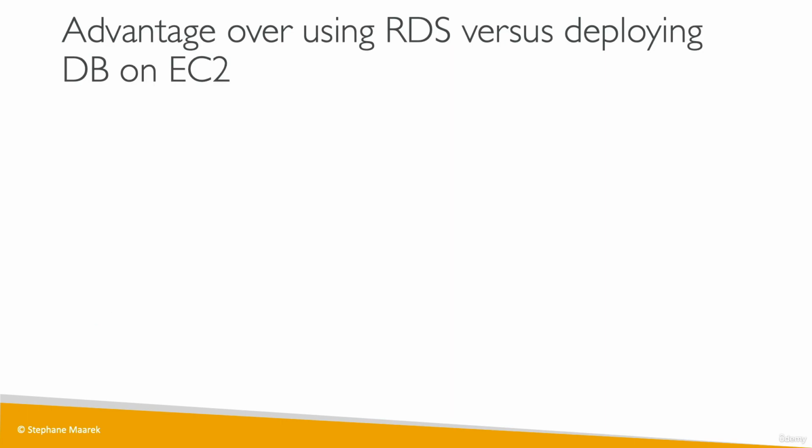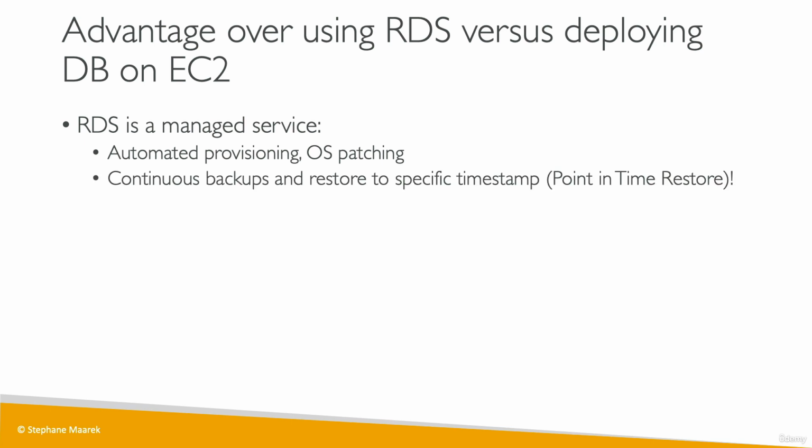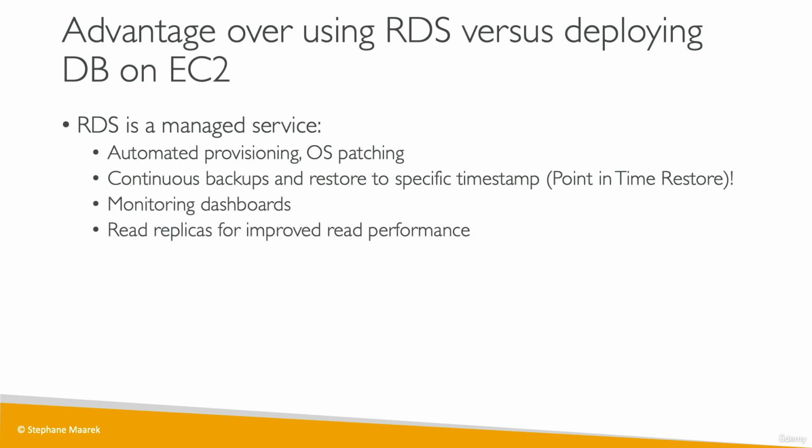So why would we use RDS versus deploying our own database service on top of, say, an EC2 instance? Because this is possible. Well, RDS is a managed service, and as such, AWS provides a lot of services on top of just giving us a database. For example, the provisioning of the database is fully automated, and so is the underlying operating system patching. There are continuous backups being made, and you are able to restore to a specific timestamp. It's called point-in-time restore. You can also have monitoring dashboards to view the performance of your database.